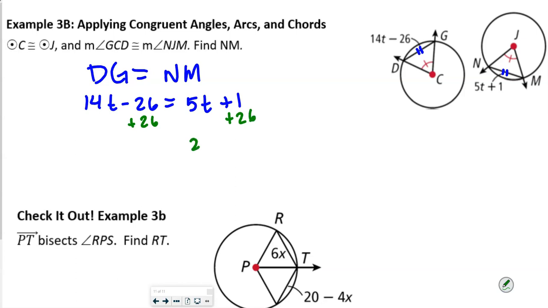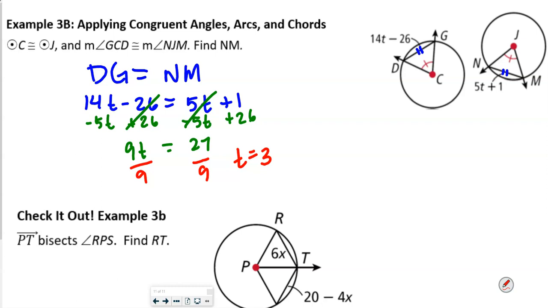So I'm going to add 26 to both sides. So that's going to give us 27 over here, and then I'm going to subtract my 5t from both sides. That's gone from there. Minus 5t, that's gone from there. So that gives us 9t is equal to 27. So we're going to divide both sides by 9. So that means t is equal to 3, right? So once again, that would be one of your answer choices, not the answer though, is it?